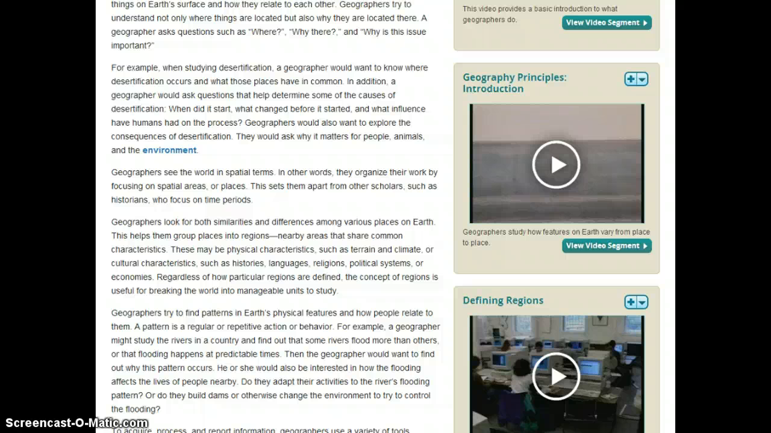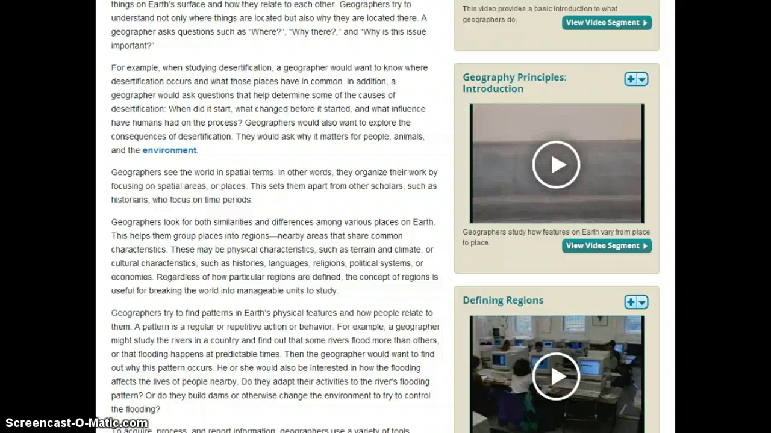Geographers try to find patterns in Earth's physical features and how they relate to them. A pattern is a regular or repetitive action or behavior. For example, a geographer might study the rivers in a country and find out that some rivers flood more than others, or that flooding happens at predictable times. Then the geographer would want to find out why this pattern occurs. He or she would also be interested in how the flooding affects the lives of the people nearby. Do they adapt their activities to the river's flooding pattern, or do they build dams or otherwise change the environment to try to control the flooding?